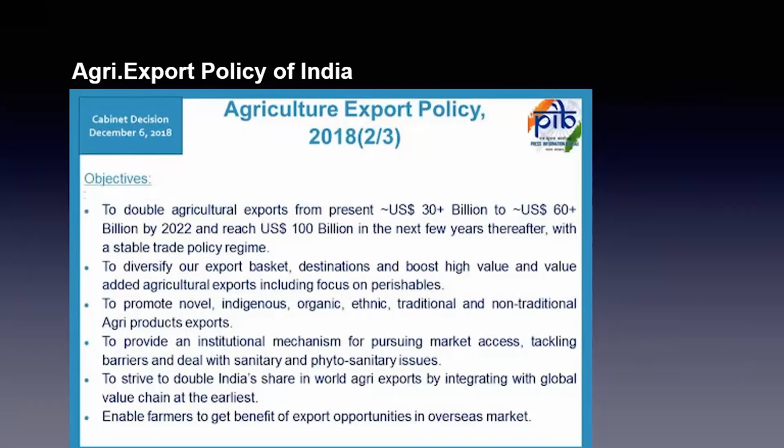And also any novel item, commodity, the desi type, indigenous, organic, naturally grown or organically grown, whatever certification or label you like to have, and traditional and non-traditional farm products. Okay, so to promote all these segments, still we have potential. We try to evolve GI, geographic indication, for most of our commodities, to create a brand for our commodities, and to provide an institutional mechanism for pursuing market access.